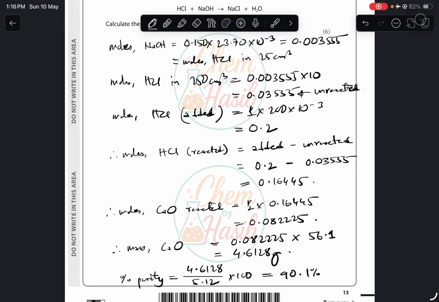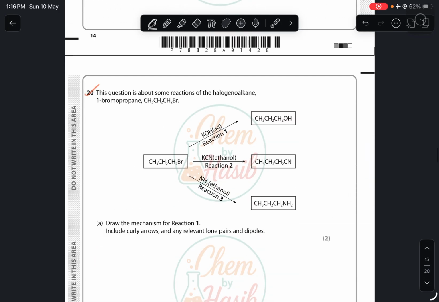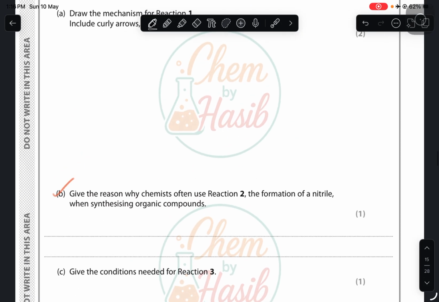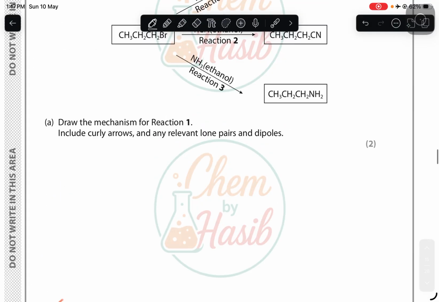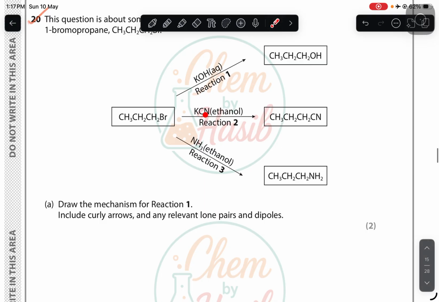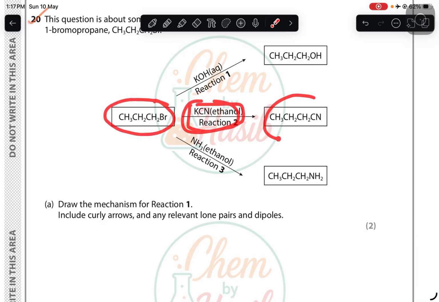Okay. Now we move on to question number 20. It says, why chemists often use reaction number 2, formation of a nitrile, when synthesizing organic compounds. Now reaction number 2 is the reaction with potassium cyanide. You are reacting the halogen alkane with potassium cyanide producing a nitrile, because this is the only reaction that we have ever studied which can increase the number of carbon atoms in an organic compound.